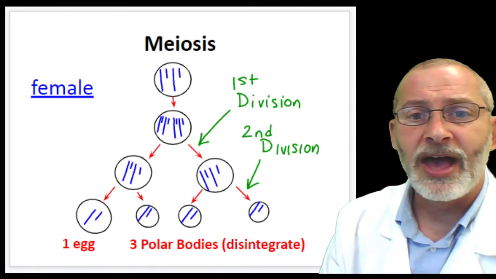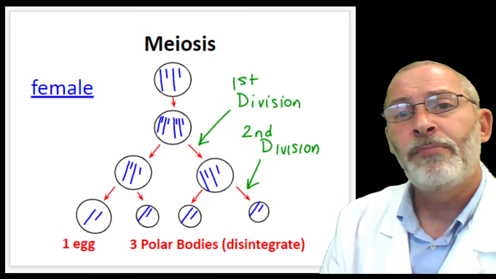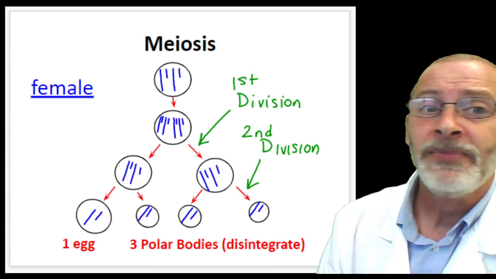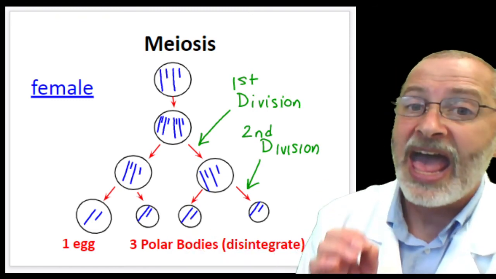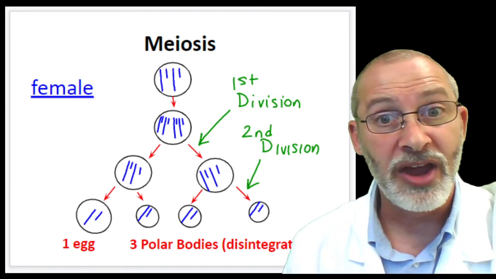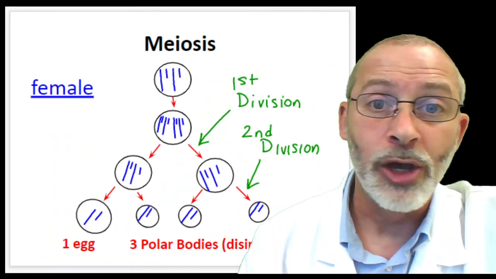So here we have male and female meiosis taking place over two divisions in order that the final sex cells produced have half the number of chromosomes. Very, very important points in meiosis.